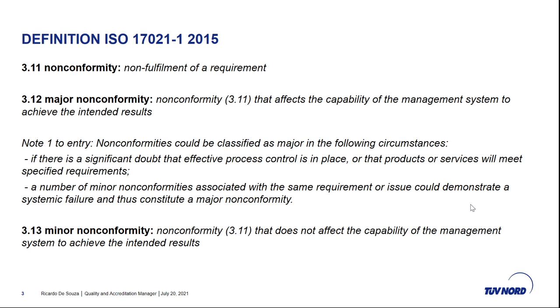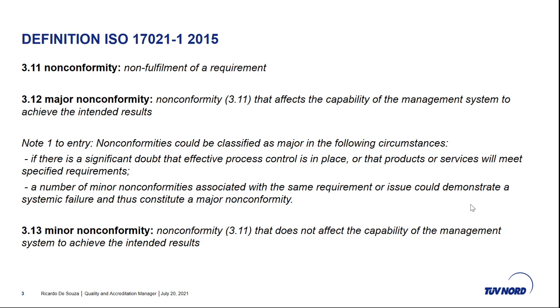So as I said in the previous discussion that we had, ISO 17021-1 2015 is like our Bible. It's the document that outlines the main accreditation requirements. And the document has a section called definitions. Among those definitions, we have the definition for nonconformity. Section 3.11 says that a nonconformity is a non-fulfillment of a requirement.